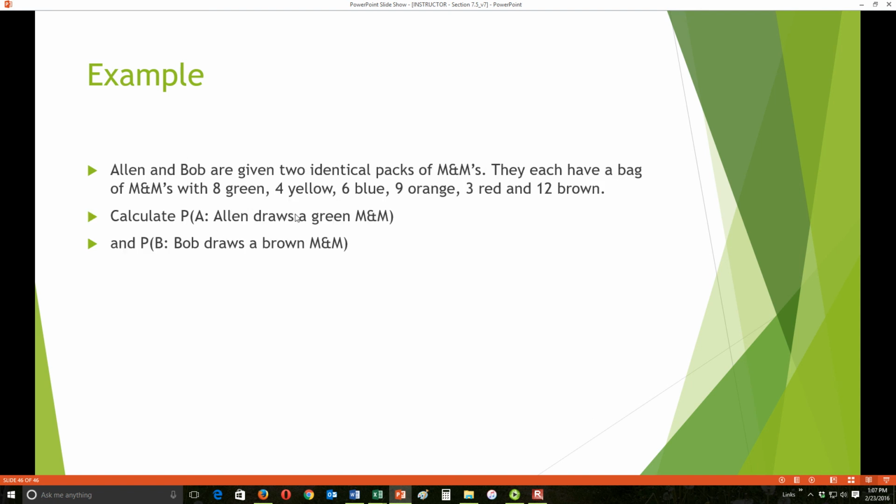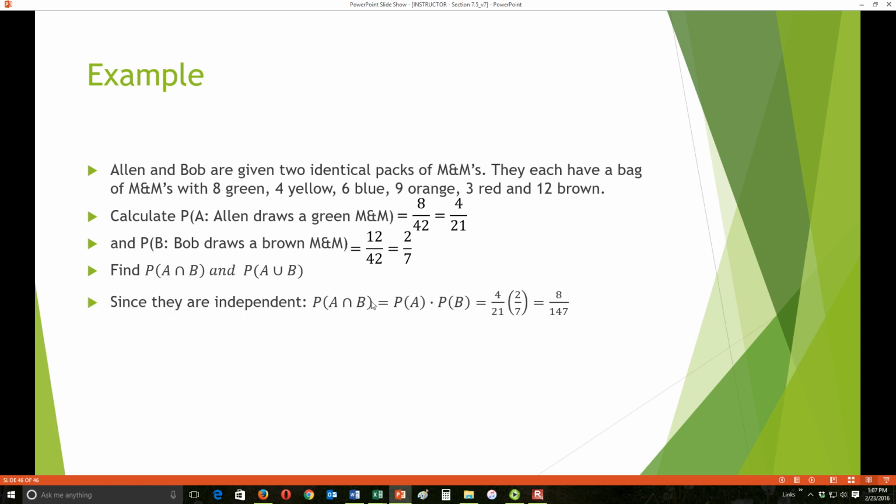And we'll close out with one last example with M&Ms. Alan and Bob are given two identical packs of M&Ms. They each have a bag of M&Ms with the following. Calculate the probability Alan draws a green M&M. That's simply 8 out of 42, or 4/21. Probability that Bob draws a brown M&M. This is simply 12 out of 42, which is 2/7. Again, each have separate bags, so whatever Alan draws has no effect on what Bob draws. And again, we can calculate their intersection and their union. Their intersection is just the product of the two. Their union, you use our union rule.